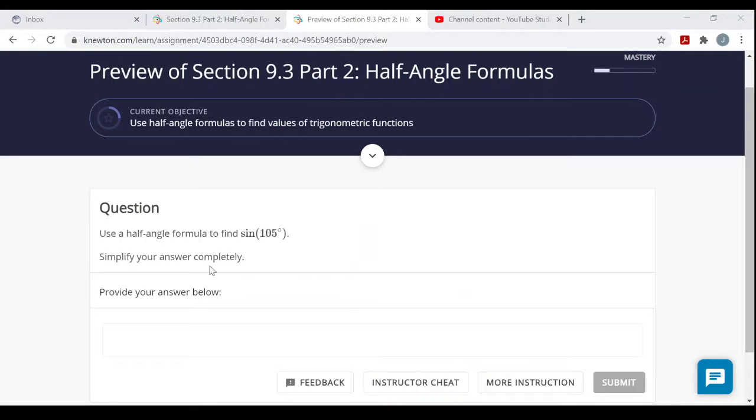All right. So use a half-angle formula to find the sine of 105 degrees. I got degrees here that you could change it to radians if you wish as well. Now let me refresh your memory as to what the half-angle formulas look like. And here we're going to be using the sine formula.